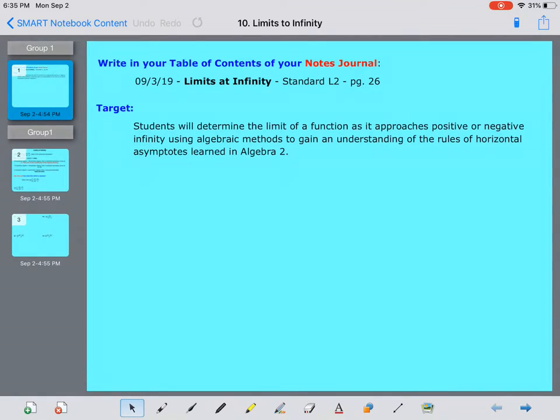This video is going to cover limits at infinity. We're going to talk about how we prove limits as x approaches infinity or negative infinity algebraically. The target is students will determine the limit of a function as it approaches positive or negative infinity using algebraic methods to gain an understanding of the rules of horizontal asymptotes learned in Algebra 2.